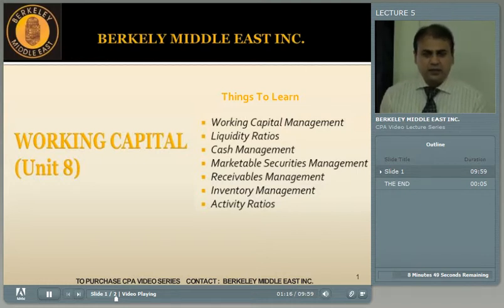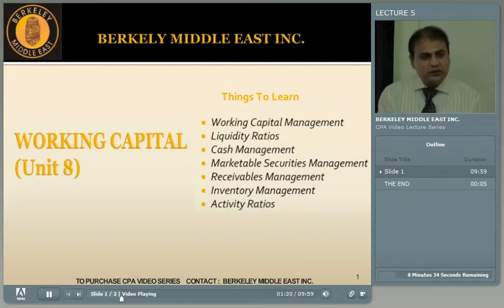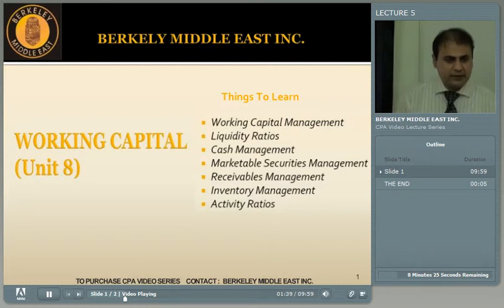Current liabilities are those liabilities which you have to settle in less than 1 year's time. Any short-term loan that you have taken, any overdraft, any running finance, anything for a short-term period that you have to settle in less than 1 year is your current liability.